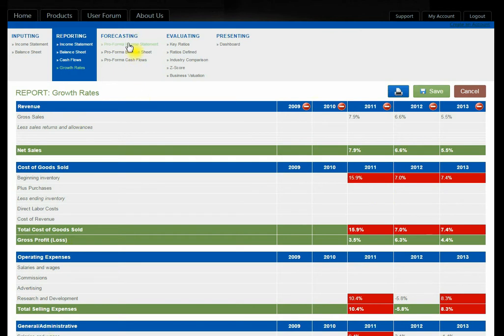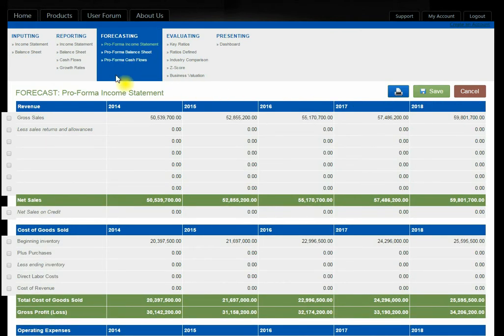We next go to the forecasting section, and these are all pro forma sheets. So the next few years are projected out, the next 5 years, as you can see here, and we start with the pro forma income statement. So we see that the gross sales year after year are projected to increase. That assumes that all things being equal, and that our history repeats as it has in the past.